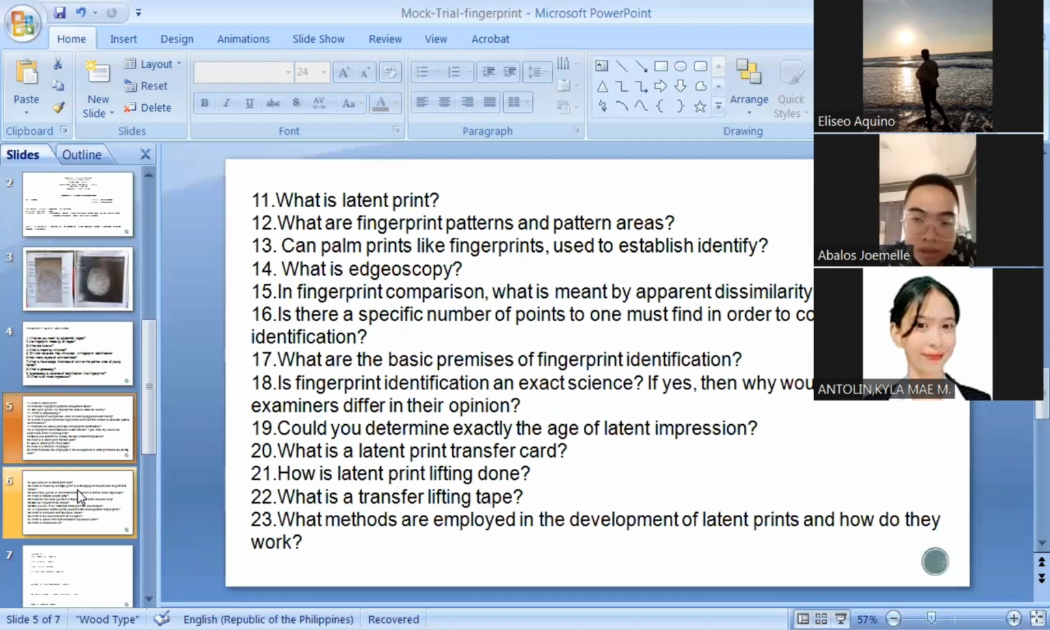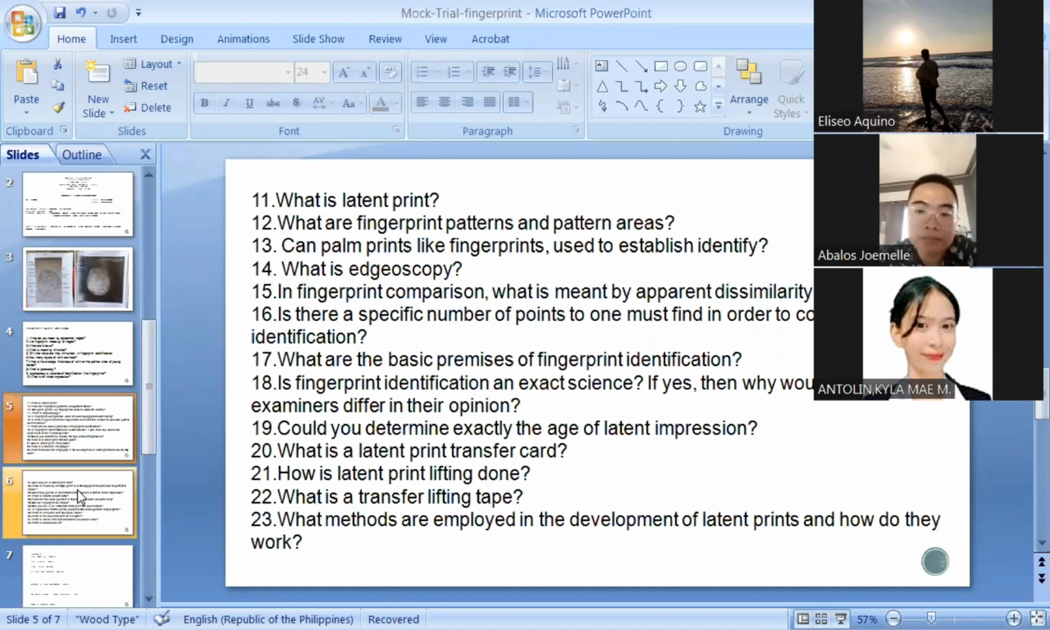Number 12, what are fingerprint patterns and pattern areas? Pattern areas are the loops, which show the delta and core, and fingerprint patterns are the forms of ridges in our fingerprint. For example, tented arc, plain arc, loops, and whorl.